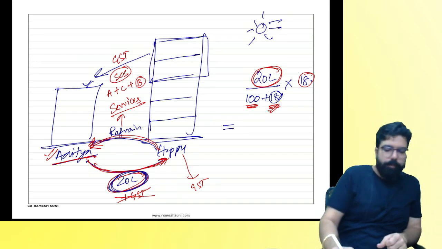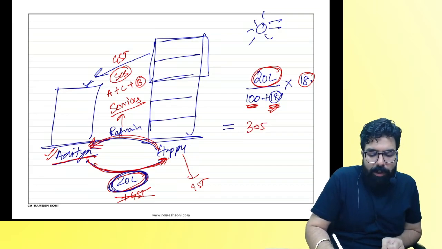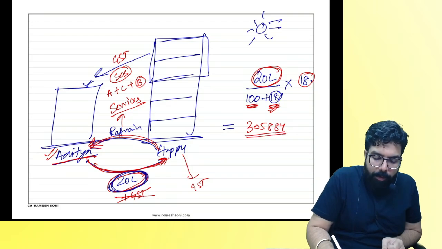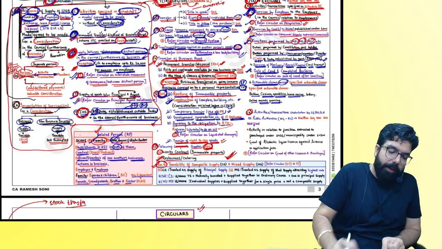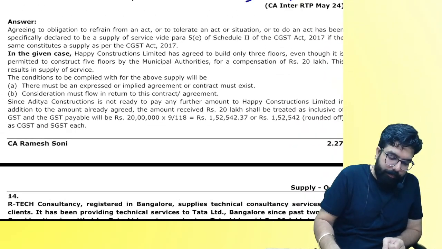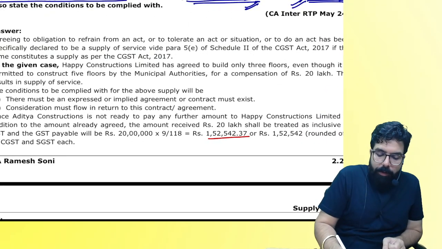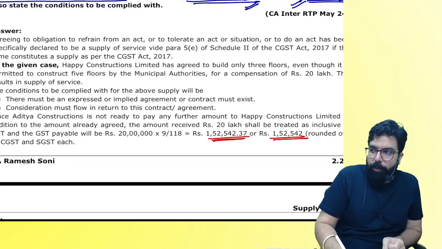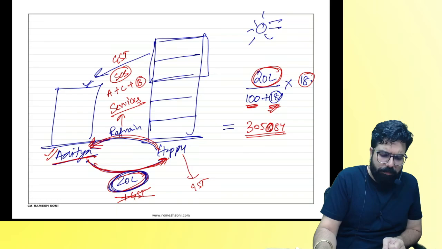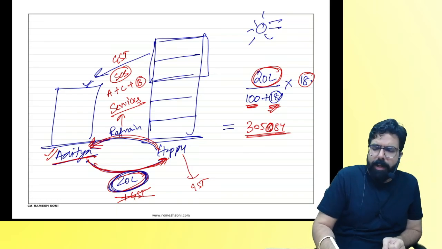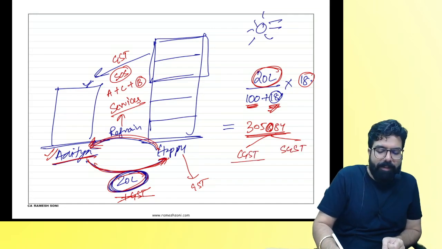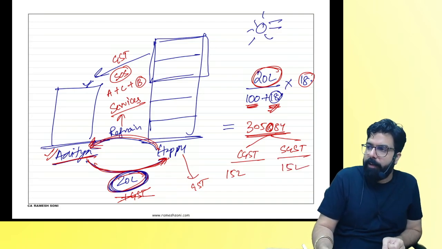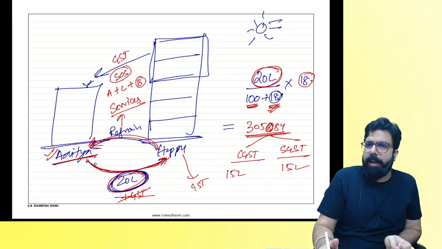Three lakh, 3 lakh 5,000, 884, 084. Everyone see here. These two you have given together to me, is it? This will be divided in CGST and SGST, no? How much is CGST? 152 and 150? Correct, no? Approximately, right?